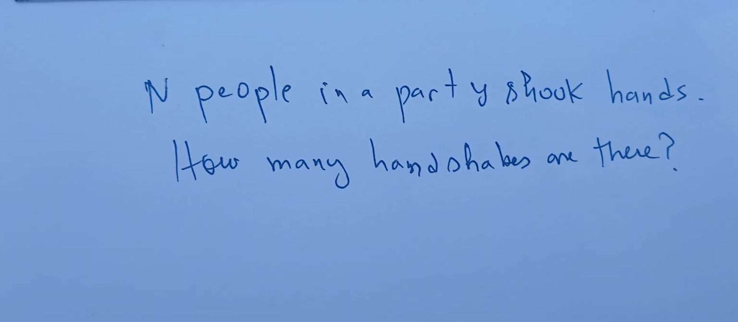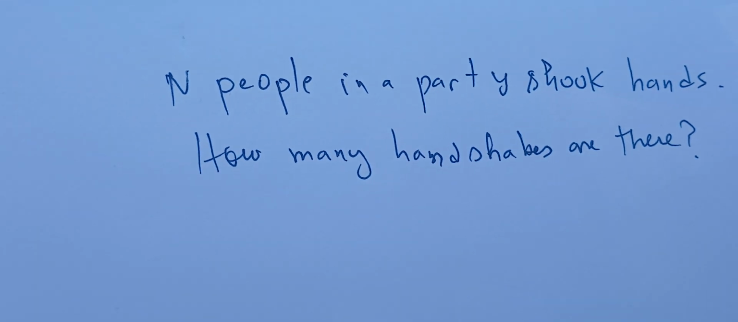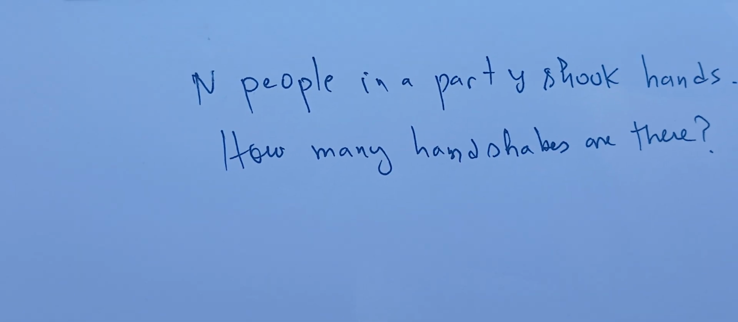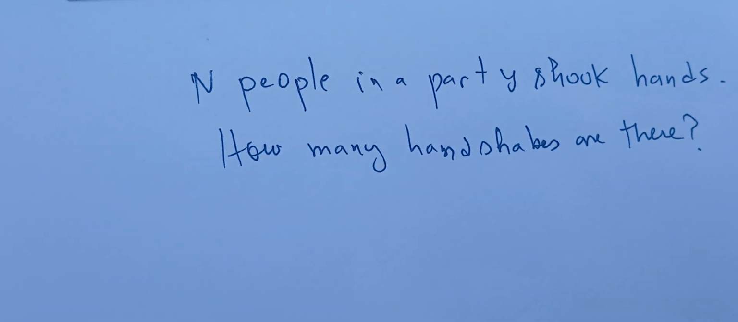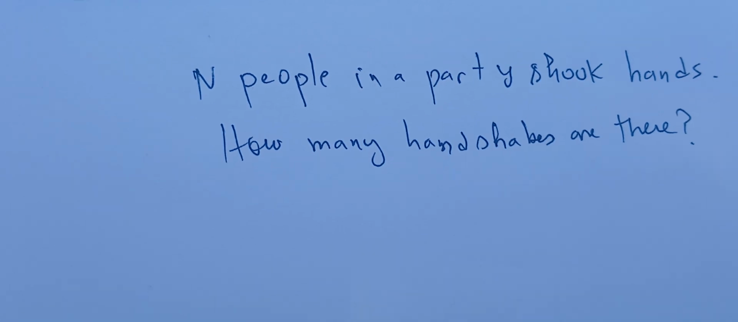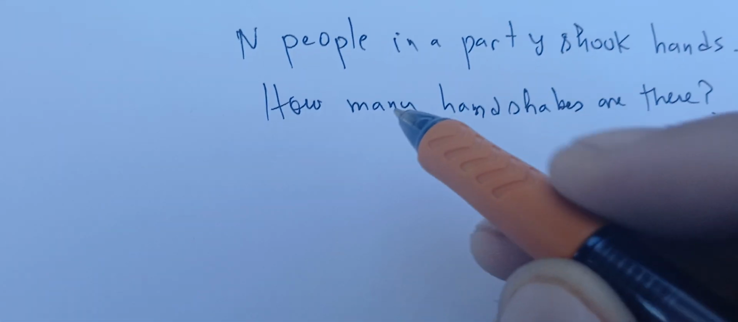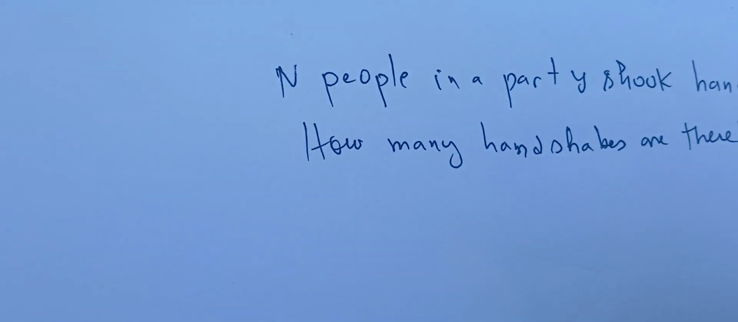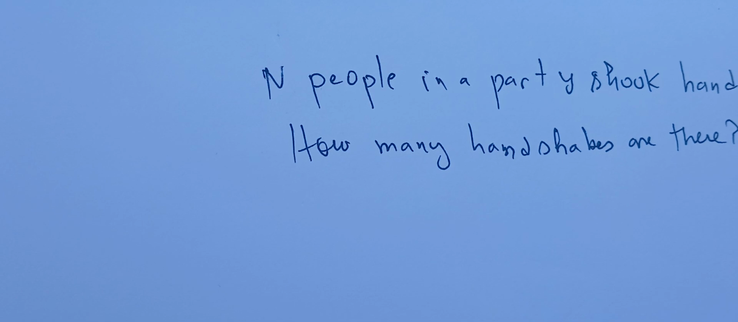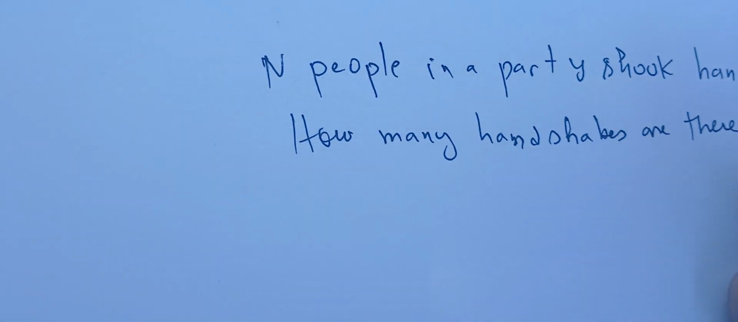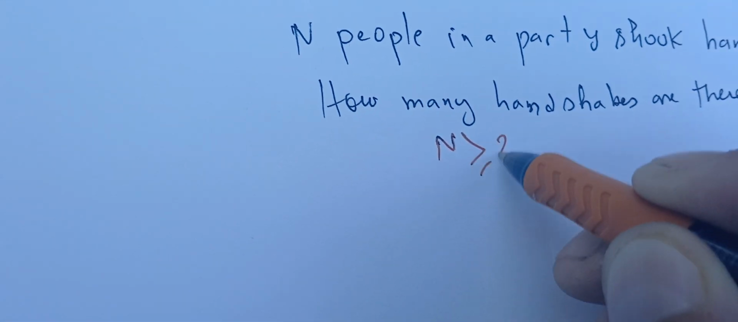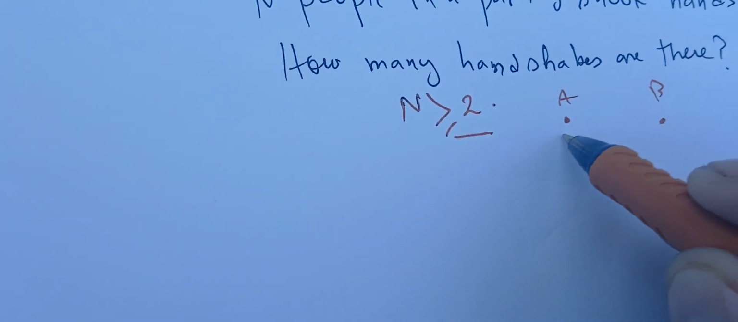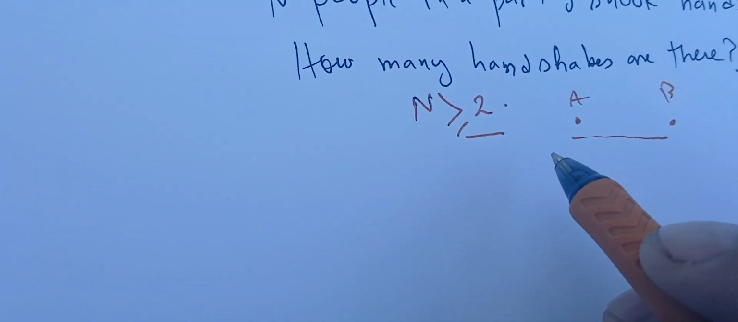In a party, we have n people. They shook hands, and we want to compute the number of handshakes. There are many different ways to treat this problem, but first we're gonna see what happens when we have only one person. If we have one person, he can't shake hands with anyone, and we are not gonna accept that. So we're gonna assume that n is bigger than or equal to 2.